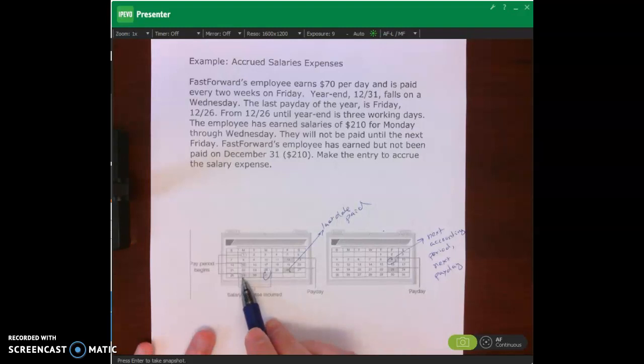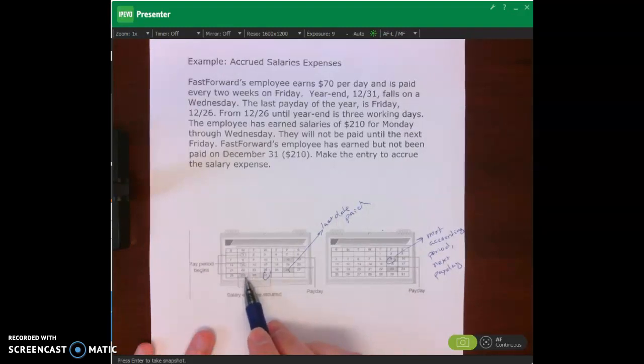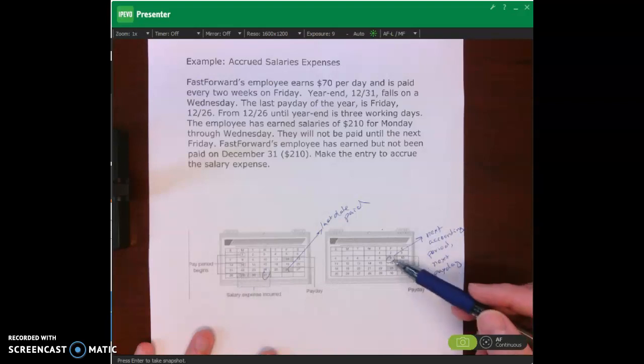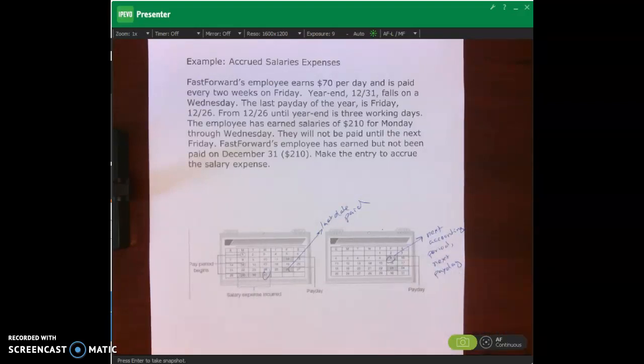So we have the salaries expense for these 3 days that we have not yet recorded. We have to record that at the end of the year. We have to do an adjusting journal entry to record 3 days worth of salaries expense, even though they won't be paid until the next accounting period. Now, why do we need to do that? Because of the matching principle.